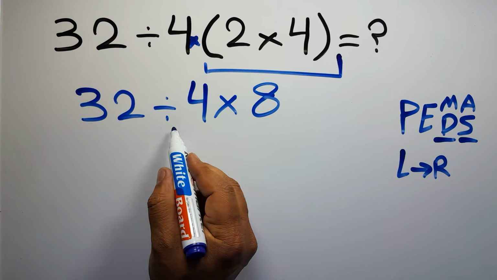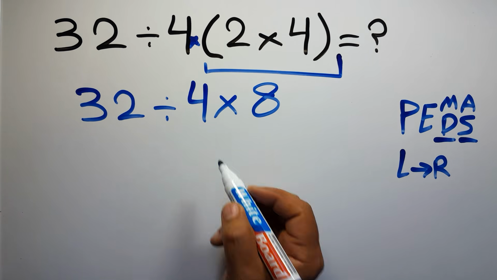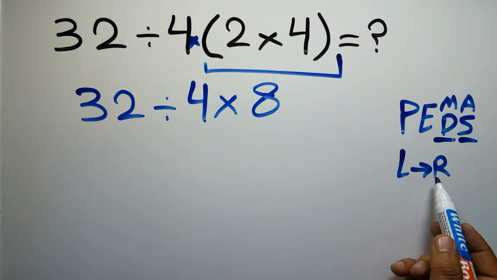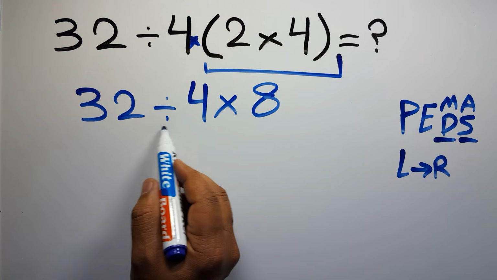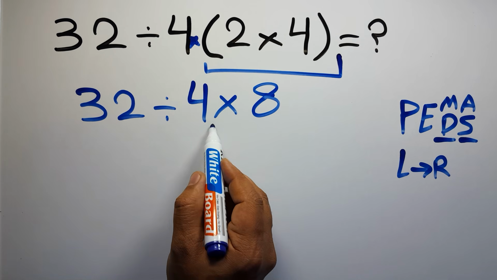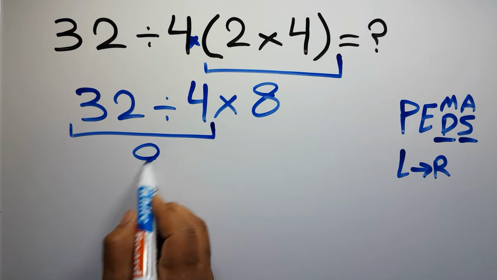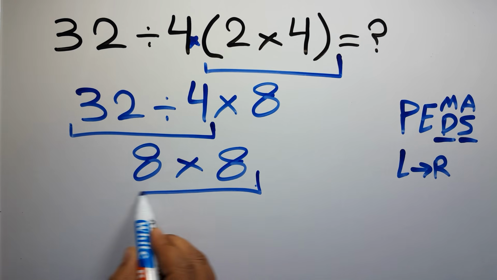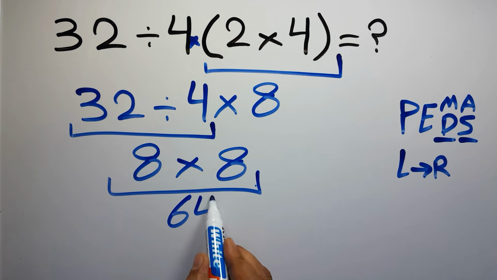Now we have one division and one multiplication. As I said, multiplication and division have equal priority and we have to work from left to right. So here first we have to do this division. 32 divided by 4 equals 8. So 8 times 8, which equals 64. And this is our final answer to this problem.